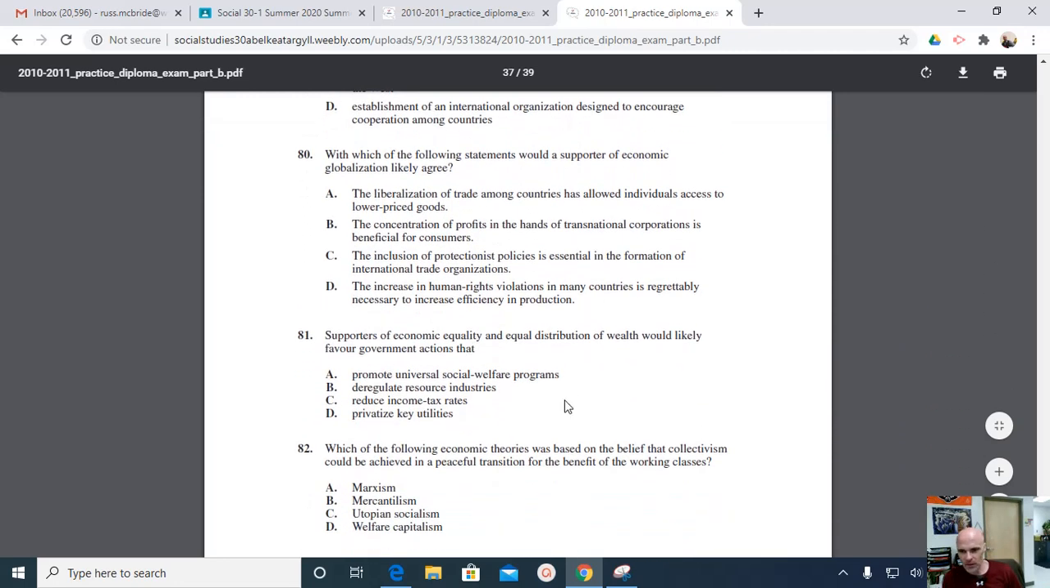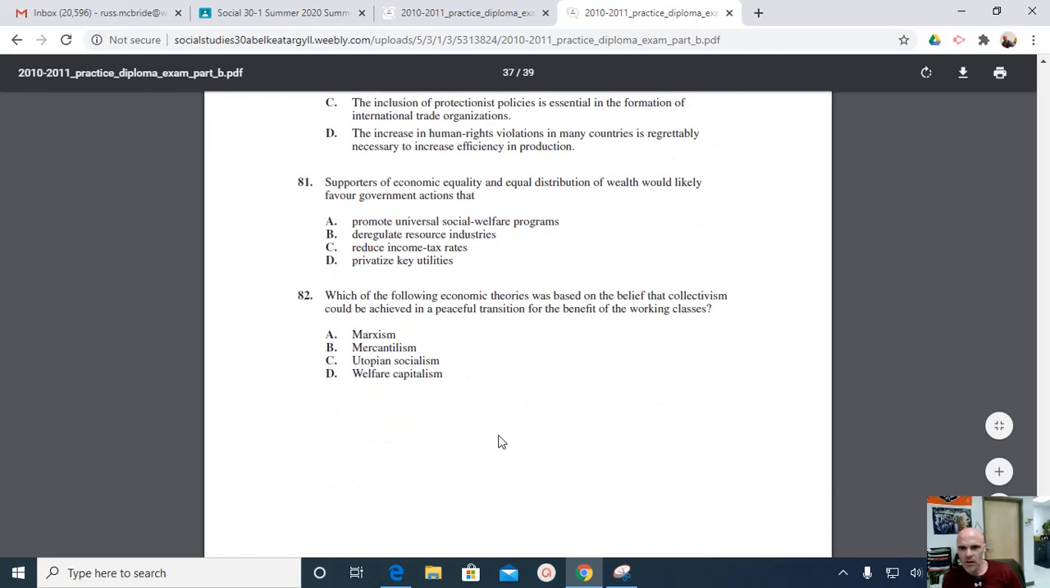Any other economic ones that are clear? Supporters of economic equality and equal distribution of wealth. So these are left-wing things, would likely favor government policies that privatize. No, that's right-wing. Reduce income tax rates. How are you going to pay for these things? Deregulate. That's right-wing. Promote universal social welfare programs. That's left-wing. There you go.